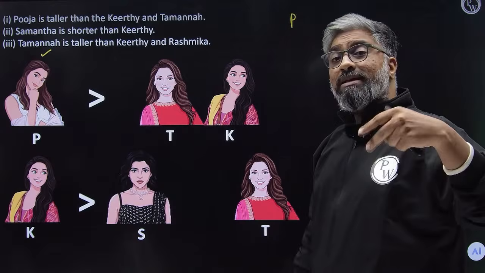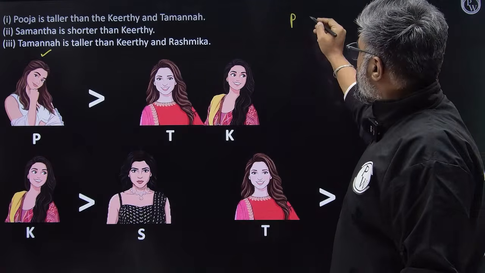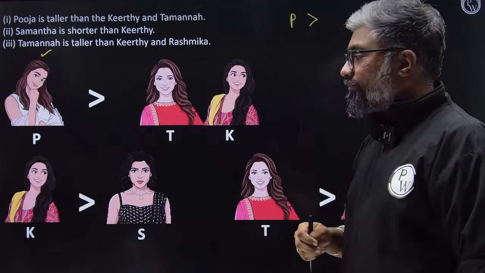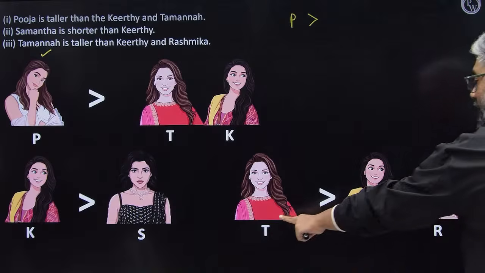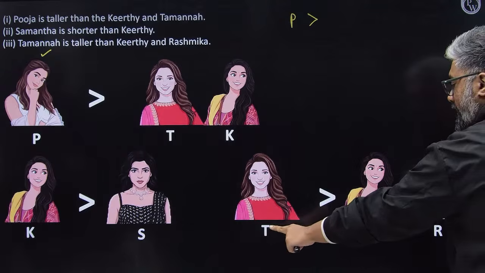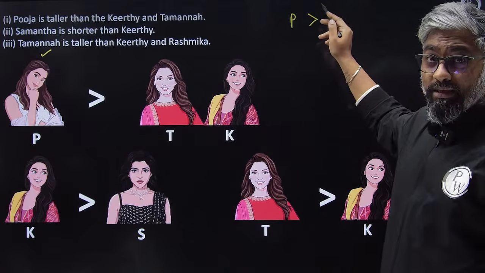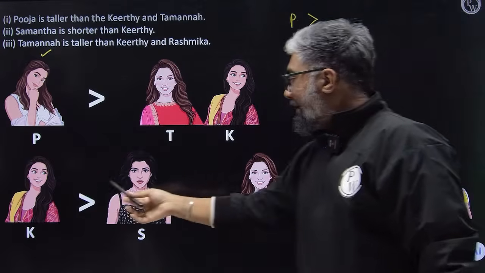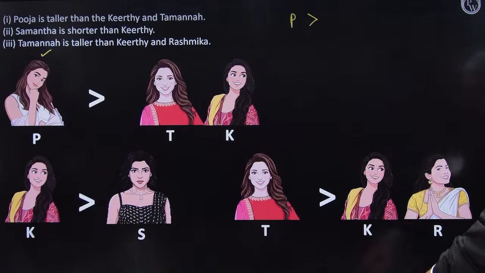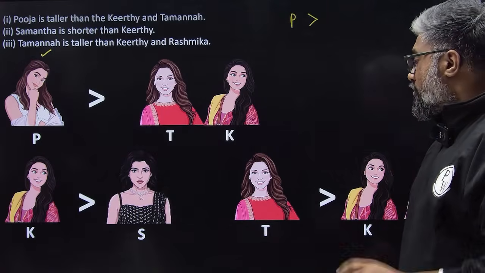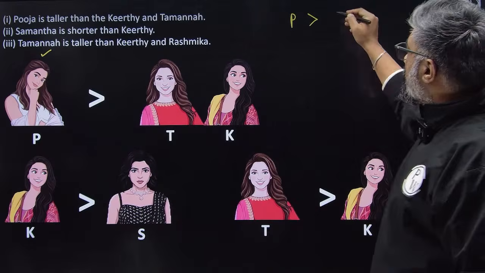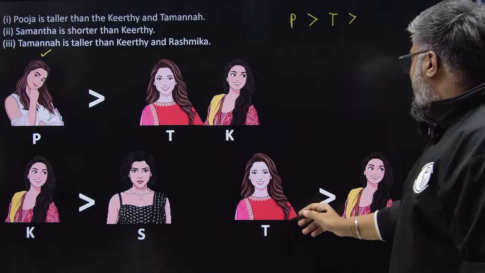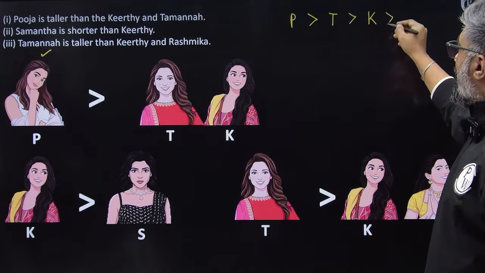Beautiful. Who can be the second tallest now? Think about this. Pooja is the tallest. Who can be the second tallest? Now, between Tamanna and Kirti, what do I know? Tamanna is taller than Kirti, correct? Tamanna is taller than Kirti. So Tamanna could be the second tallest person there. Kirti is taller than Samantha, and we don't know the link between Kirti and Rashmika, right? But I know for sure Kirti is taller than Samantha, and Tamanna is taller than Kirti. So I know that this would be Tamanna. Then I can have Kirti. Then I can have Samantha.